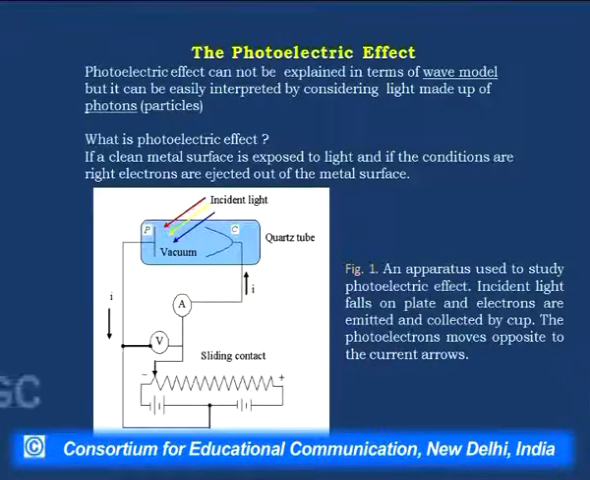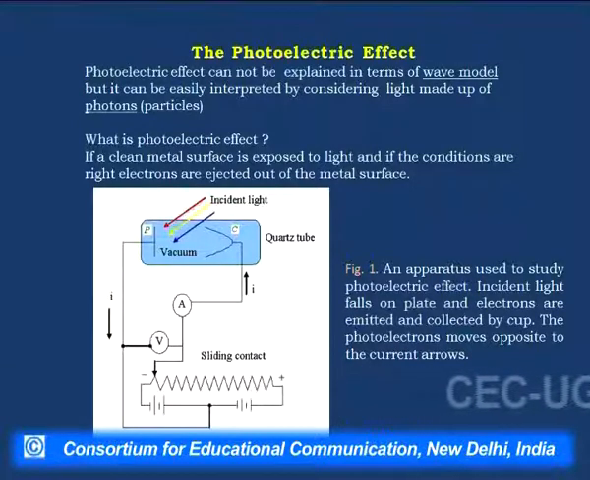So, when light falls on this, as we know, the electrons are emitted. When electrons are emitted, we can slide this contact toward the positive end or toward the negative end, making the cathode positive or negative with respect to the plate. So, as soon as the electrons are emitted, if we apply a positive potential, this cup collects these electrons, and when it collects these electrons, the circuit is completed and current flows.